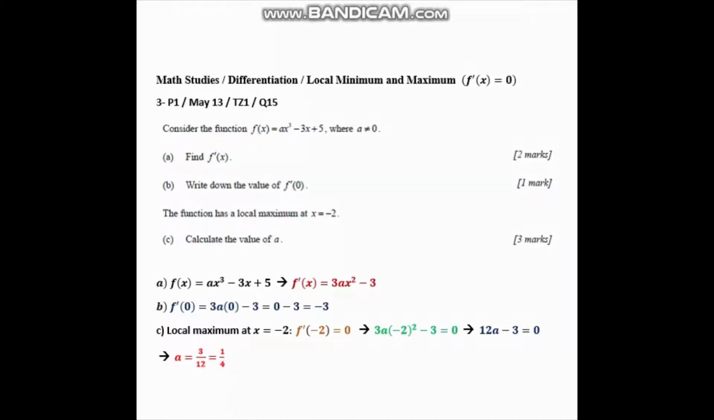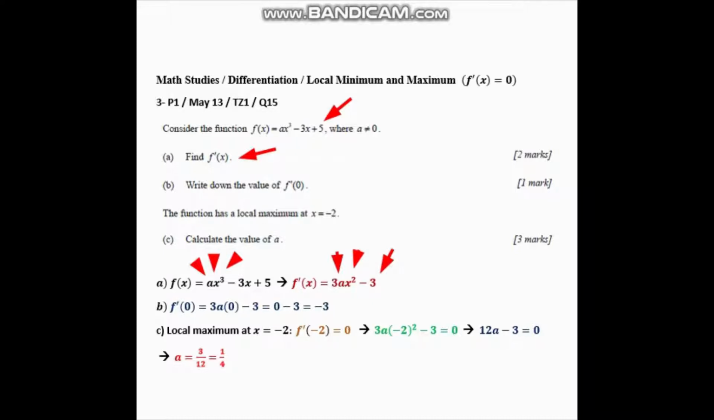So we are given the function f of x equals ax cubed minus 3x plus 5. And in question A, we are required to find the derivative. So for ax cubed, the old power of x, which is 3, multiplies the number next to x, here represented by constant a. So we get 3a, and the power is reduced by 1, so we get 3ax squared. And obviously, negative 3x becomes negative 3, and the 5 vanishes.